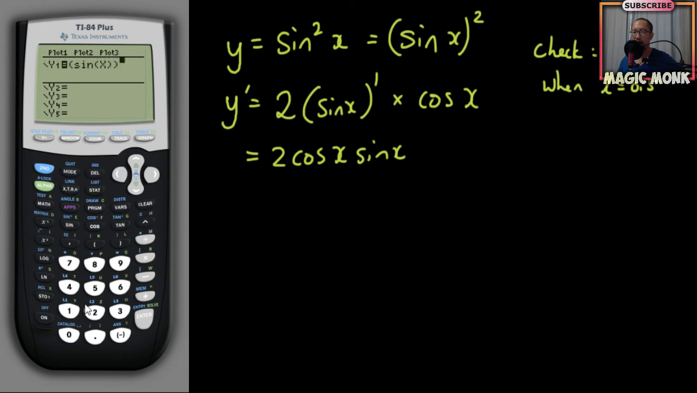To the power of 2. Okay, so that's sine x to the power of 2. And then if I go to when x is 0.5, so I go second calc, x is 0.5, what is the gradient? The gradient is 0.84.